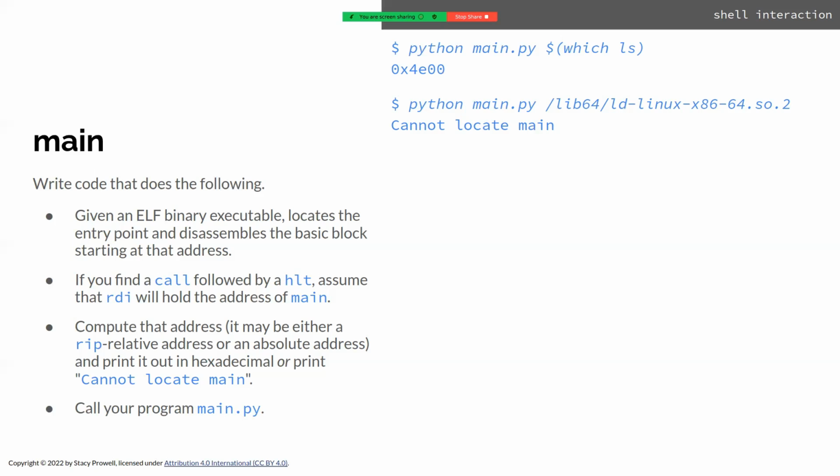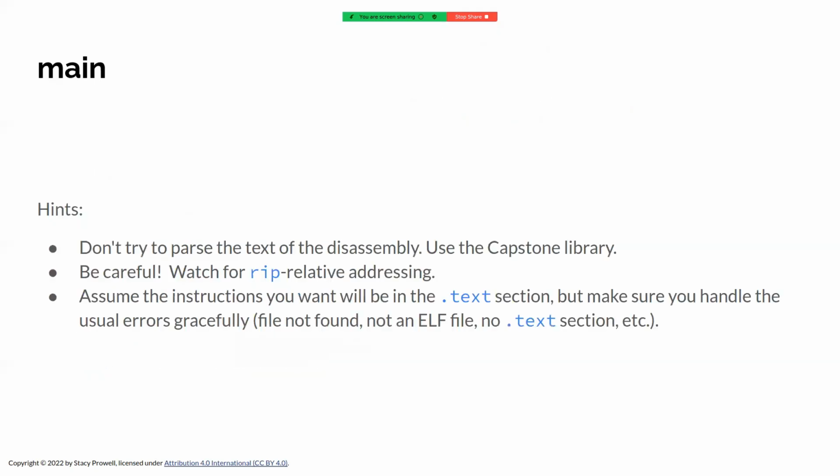You'll call your program main.py, and how it looks when you run it should be what you see over on the right-hand side. So run it on ls. On my Ubuntu system on this laptop, I get 4E00. When I run it on the dynamic loader, it tells me it can't locate main. So that's your assignment. It's due in a week. You'll undoubtedly have questions about it. Email me and ask those questions, and I'll try to get back to you.